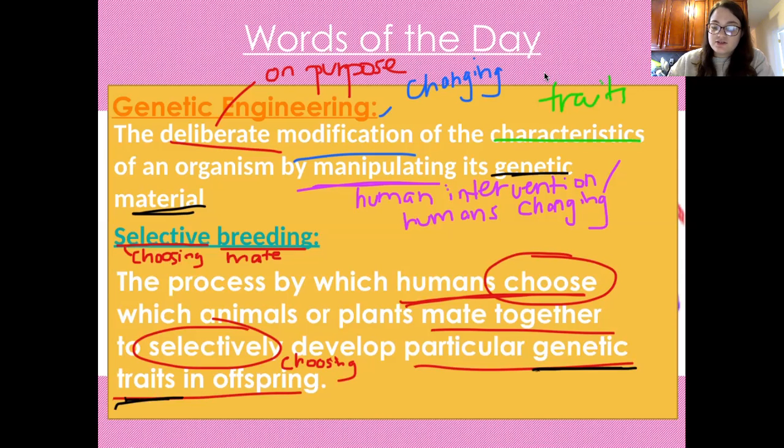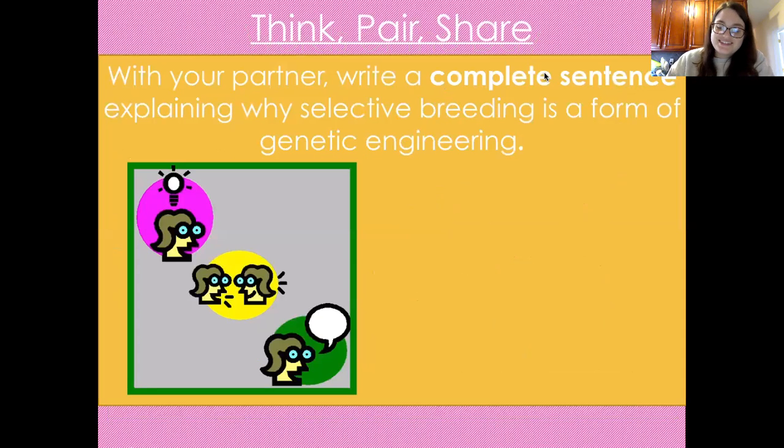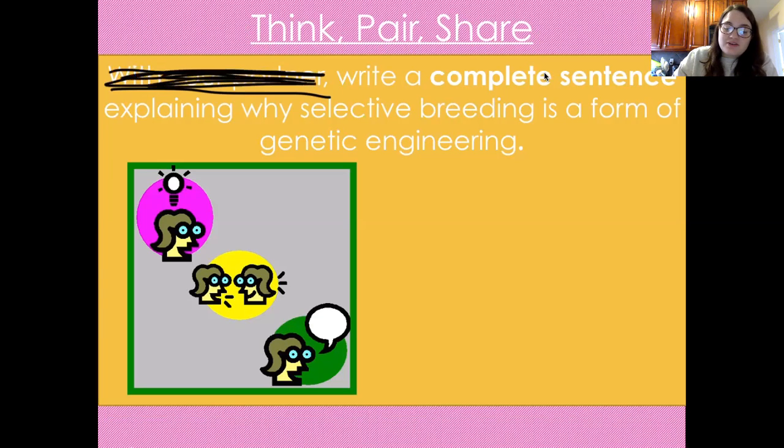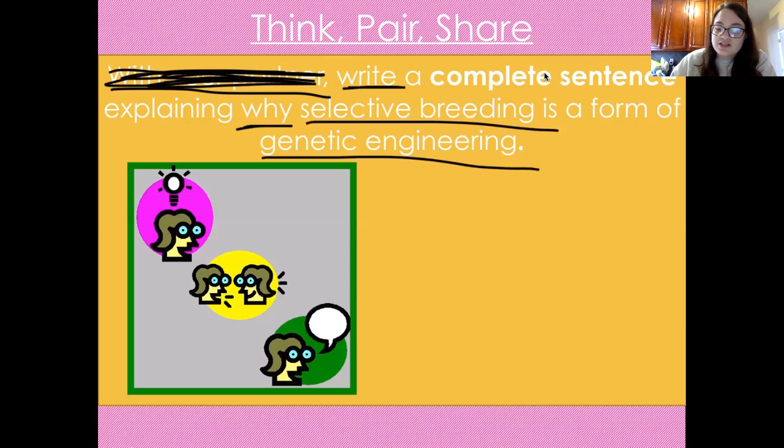All right, and let's go on to the next one. So this is a think, pair, share. With your partner, who doesn't exist, write a complete sentence explaining why selective breeding is a form of genetic engineering. So obviously, ignore that first part. You're not going to do this with a partner because, as far as I'm aware, you don't have a partner sitting at home with you. I mean, if you want to talk to your sibling about how this works, go for it. If you want to come up with an imaginary friend to discuss this with, go for it. But right now, I just want you on your own to write a complete sentence explaining why selective breeding is a form of genetic engineering.